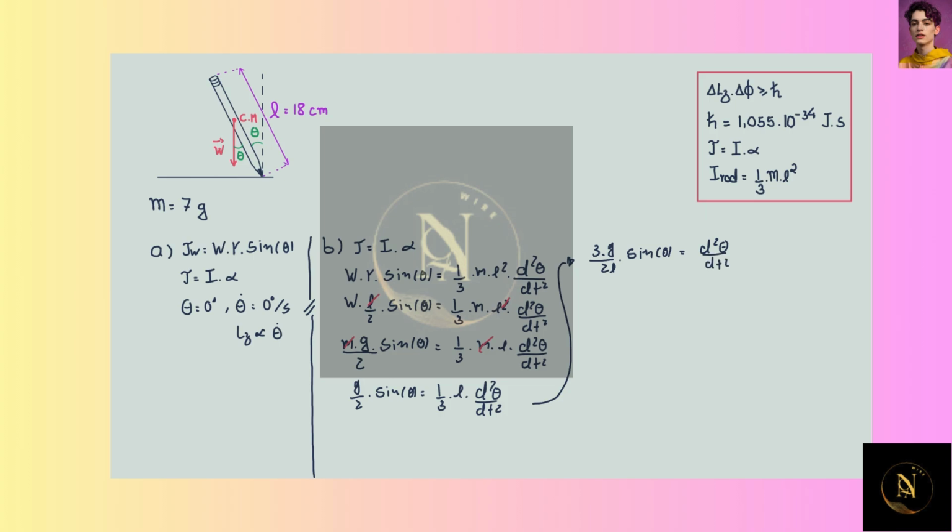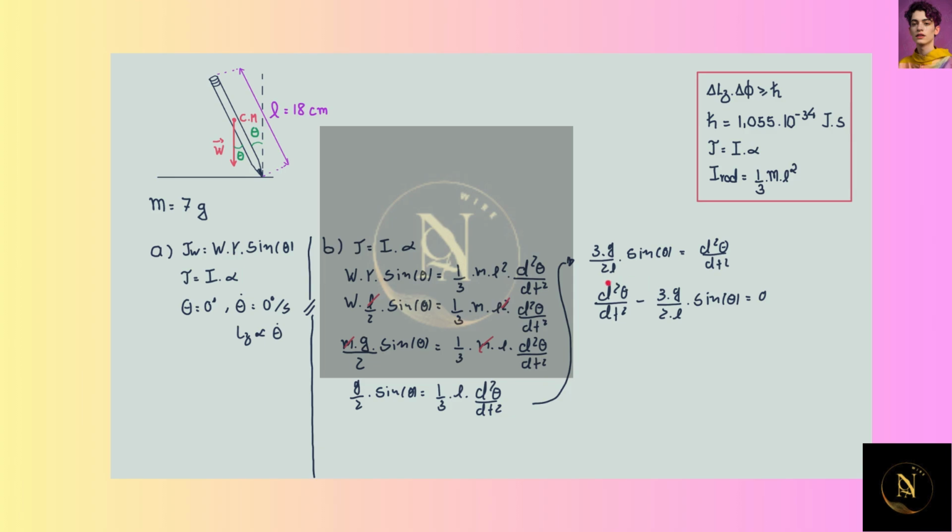Now, sending everything to the same side, we have d squared theta dt squared minus 3 times g divided by 2 times L times the sine of theta is equal to 0. And this is the classical equation of motion for the pencil in this situation. Now note that this is a non-linear equation because the sine of theta is not a linear function of theta.